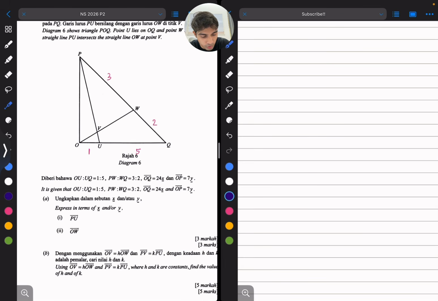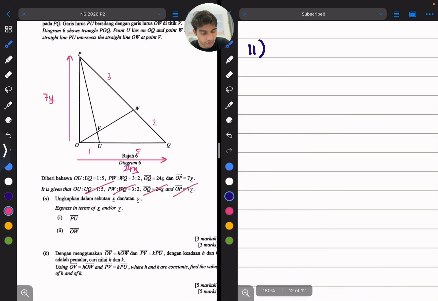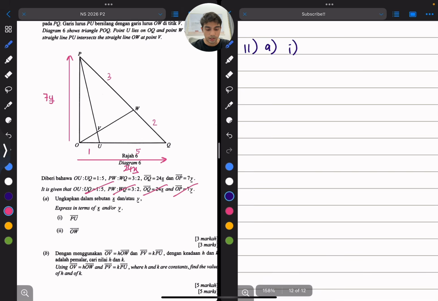Then they gave us OQ is 24x. This vector is 24x. And then OP is 7y. Okay. So all the information here we already transferred. Done. Now we can start doing the question. So question 11, A1. In terms of x and y, find PU.